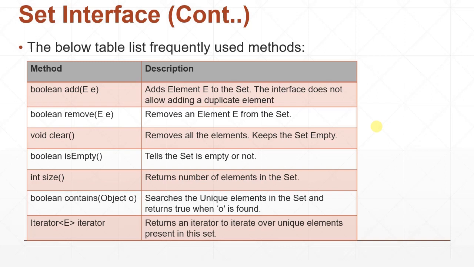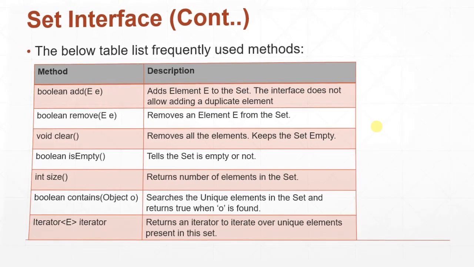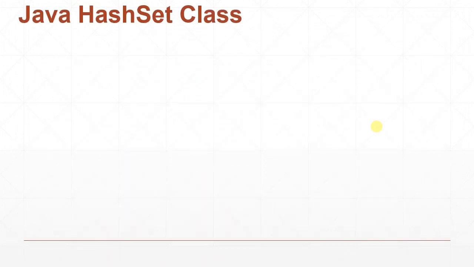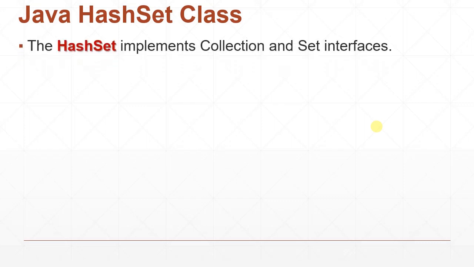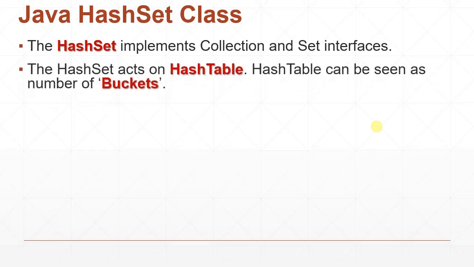Now let us look at the HashSet implementation class. Set is the interface and HashSet is the implementation class of the set interface. The HashSet class implements the set interface. So HashSet is a Java collection class which implements the set interface. It also implements the collection interface. In this video we are going to concentrate on the set interface.